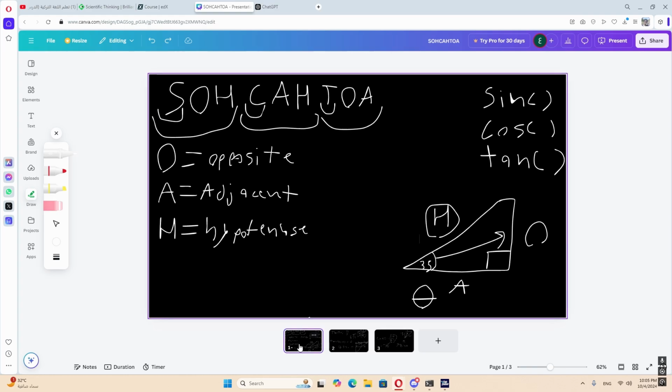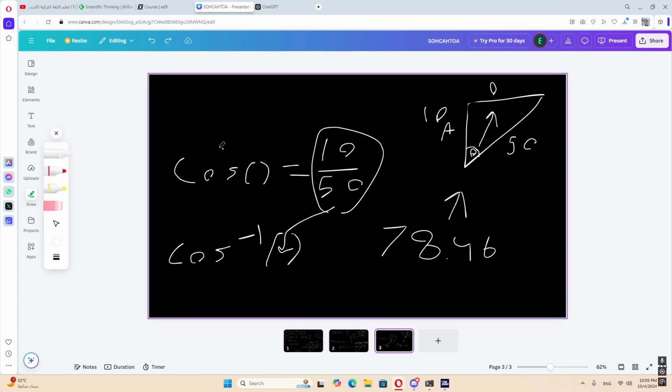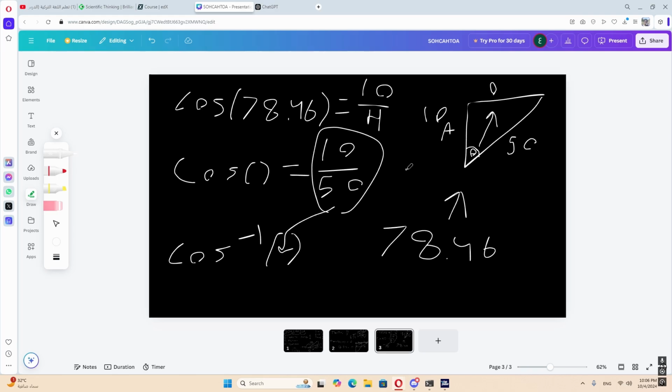So which one could we use? The same formula, cosine A over H. So cosine without the minus 1 this time, because we're not reversing it. Cosine 78.46 is equal to 10 over H. Let's say we don't know H. So we put this in the calculator. Actually, first we multiply both sides. We take H to the other side, and we take the cosine to this side. It will be 10 over cosine 78.46.